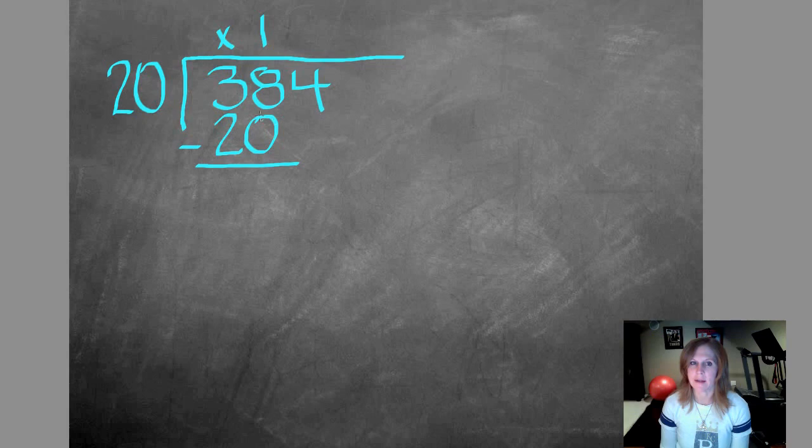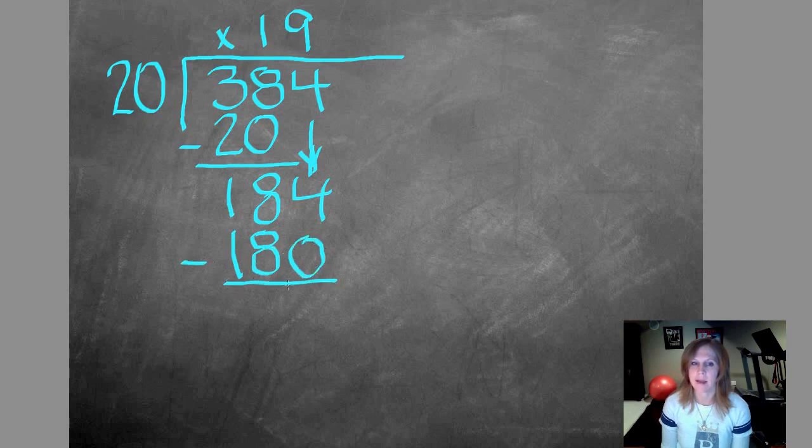Then we'll subtract. 8 minus 0 is 8. 3 minus 2 is 1. And we will bring down. Make sure you draw your, oops, that was terrible. We'll pretend like that's not there. 20 goes into 184. And just modeling some mental math strategies for you, I know that 20 will go into 100 5 times, and 20 goes into 80 4 times. So 5 plus 4 is 9. And 20 times 9 is 180.